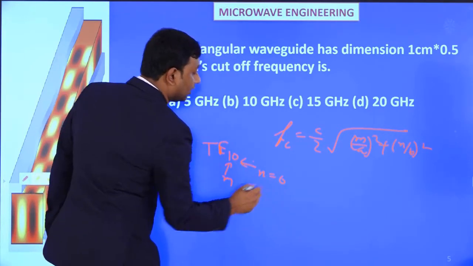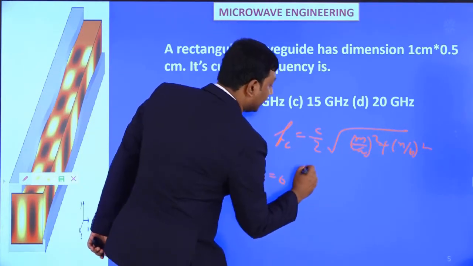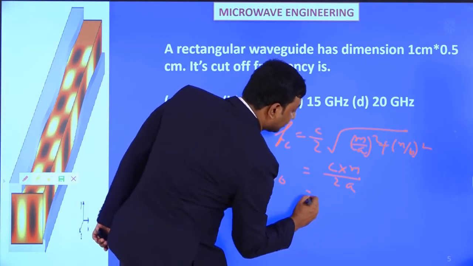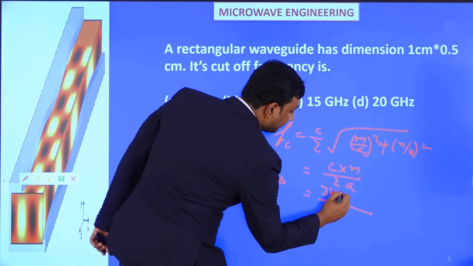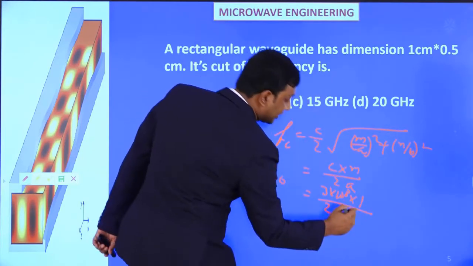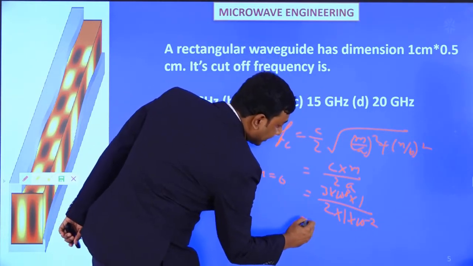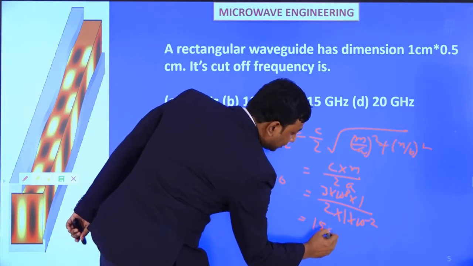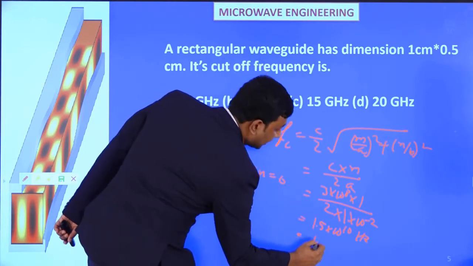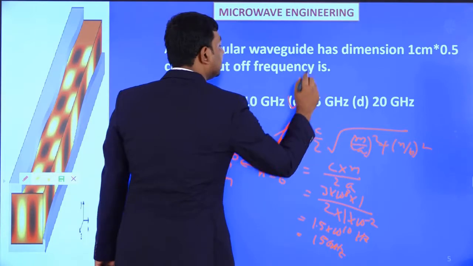If we place the value of m as 1 and n as 0, we get the equation c m divided by twice a. So c we know is 3 into 10 to the power 8 meter per second, m value is 1, 2 is there, and the a value is 1 centimeter, we can write 1 into 10 to the power minus 2. So from this equation we get 1.5 into 10 to the power 10 hertz, or 15 gigahertz. So the answer will be C.